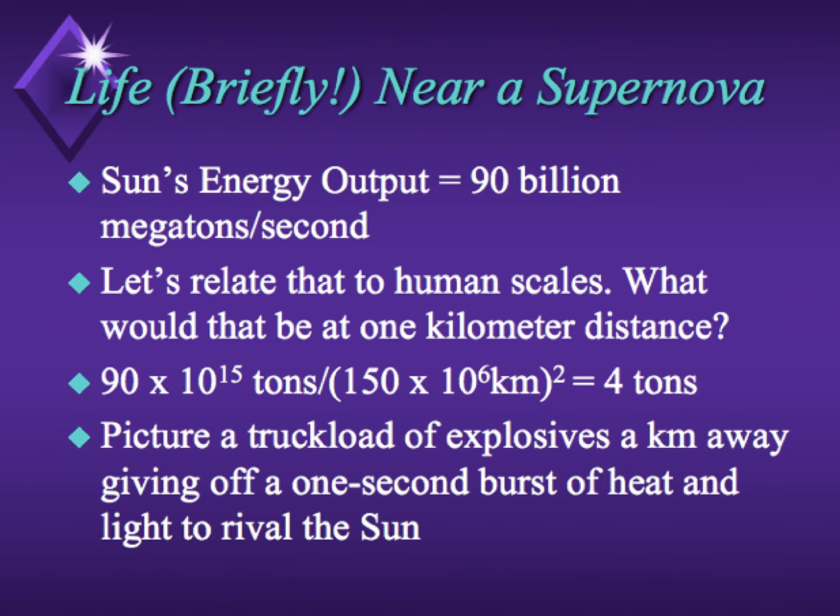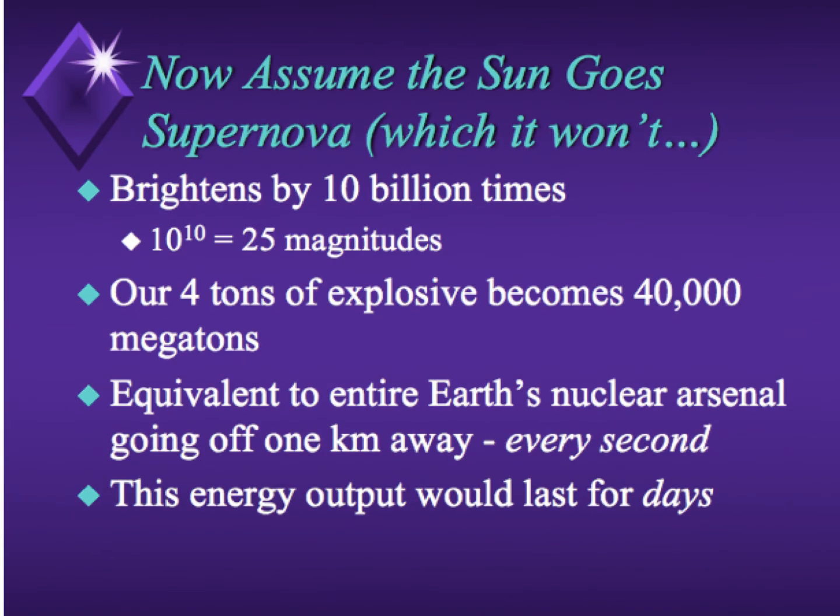Let's scale the sun down from an AU away to a kilometer away. By that scale, the energy output would be 4 tons per second. That would be equivalent to a truckload of explosives a kilometer away, putting out a 1-second burst of heat and light similar to the sun. A supernova would be brighter by 10 billion times.